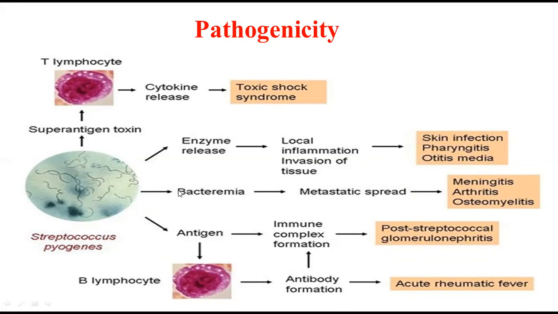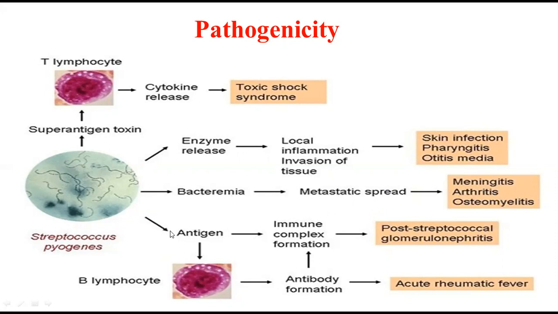Now, Streptococcus pyogenes. The third one is bacteremia. Bacteremia means bacteria in the blood, with metastatic spread, meningitis, arthritis, and osteomyelitis. It can move to the central nervous system and infect the meninges of the spinal cord. It can also move to the bones, causing osteomyelitis. This is just because of the blood flow and how these are moving. They release fibrinolysins that clear the blood clots and move to different parts of the body.